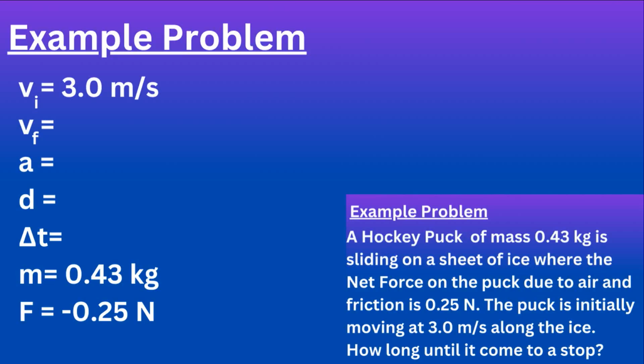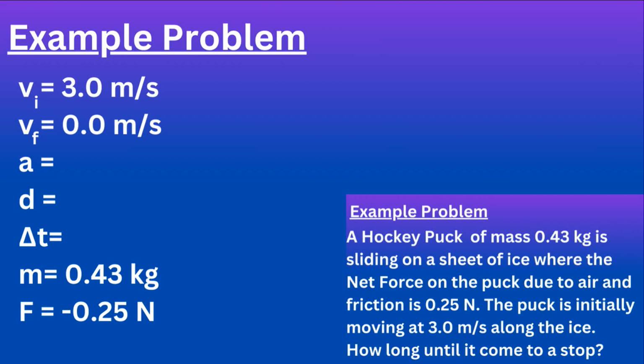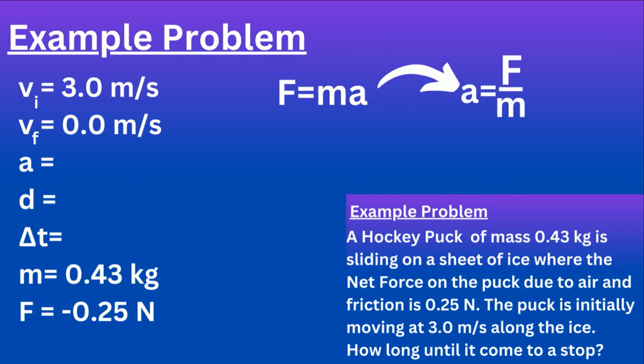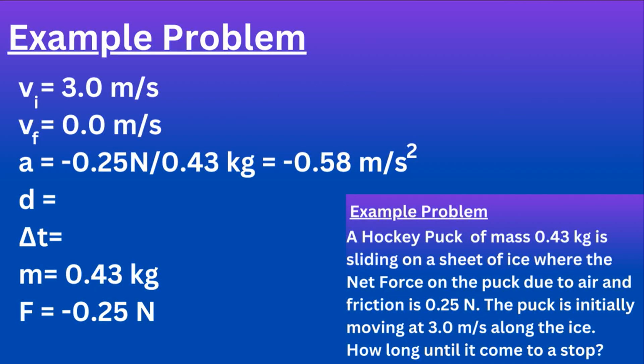So those are the numbers that are given in the problem, but it also says in the question how long until it comes to a stop. That stop is telling you another variable, vf equals 0. So we have vi, we have vf. We can also find acceleration because it gave us force and mass. Since F equals ma, a is just going to be force divided by mass. So we have vi, vf, and a. We're looking for delta t, so the variable of the 5 that's not involved is d.